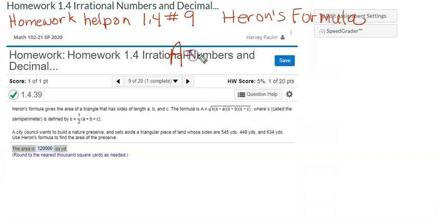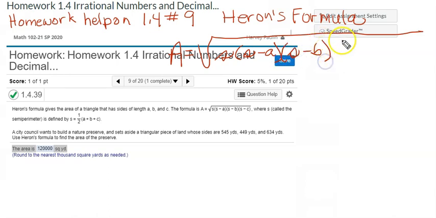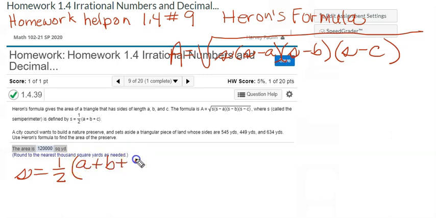A equals the square root of s times (s minus a) times (s minus b) times (s minus c). And they also give you another formula for figuring out what s is. S is equal to 1/2 the sum of a, b, and c.